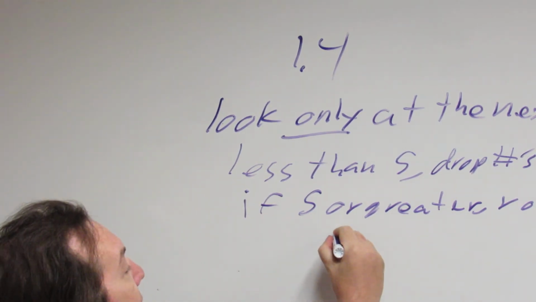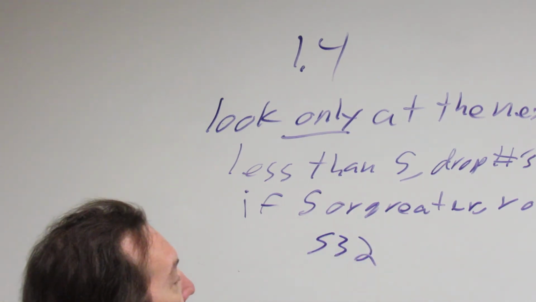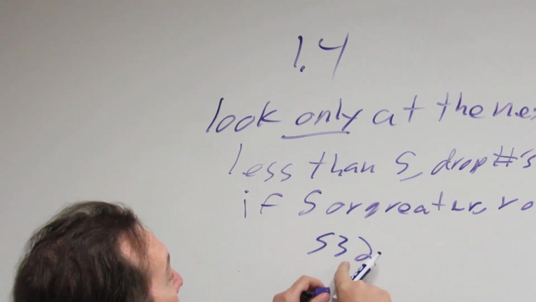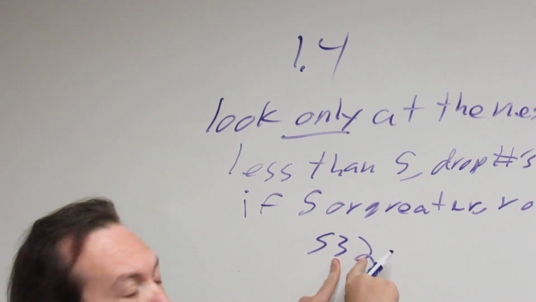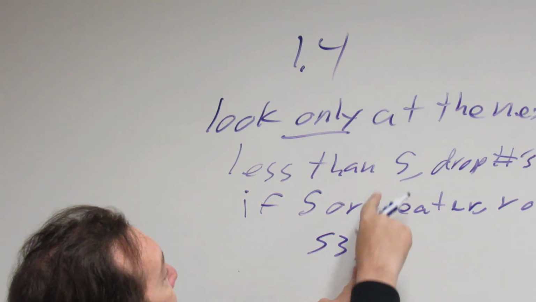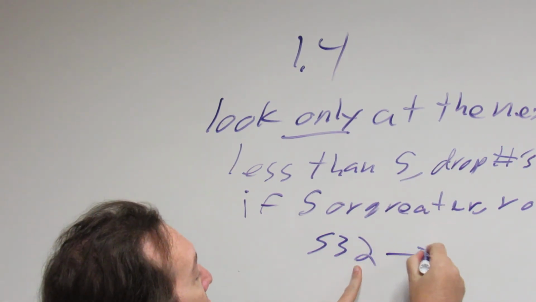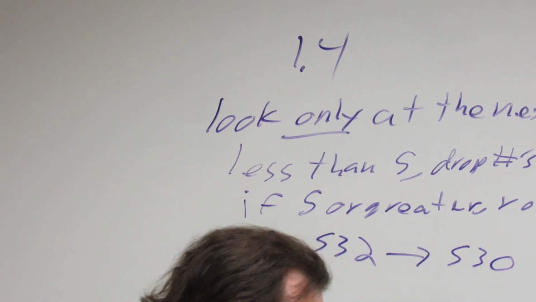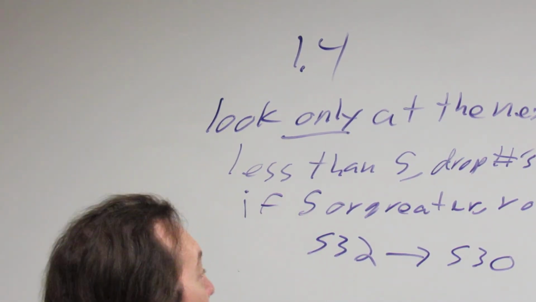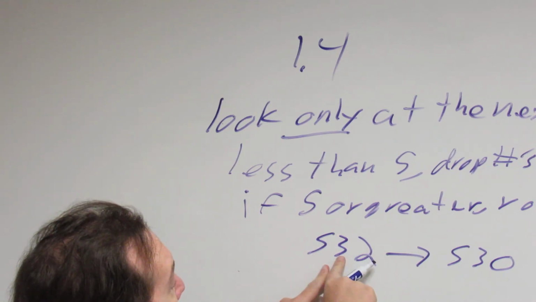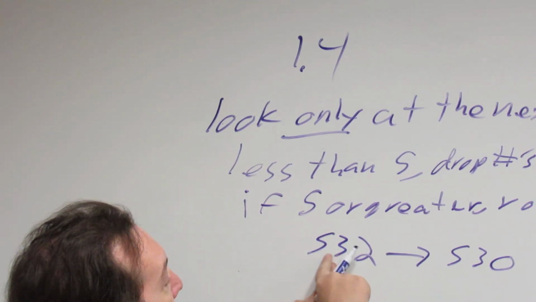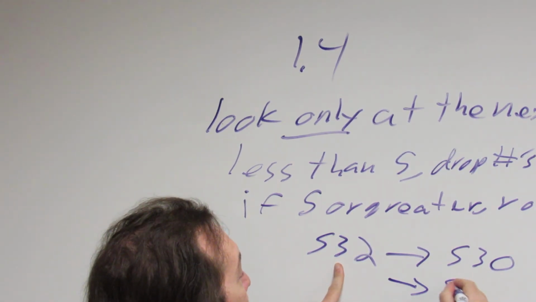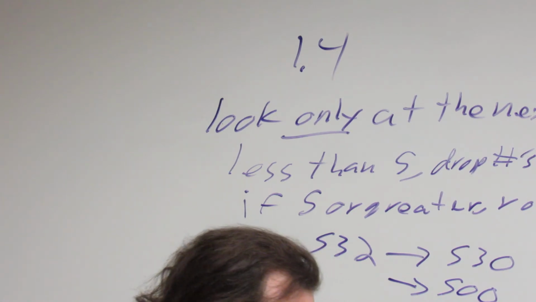So for some examples, if we have the number 532 and we need to round this to the nearest 10, we would look at the 10 spot, go to the next number, we see that it's less than 5, so we drop everything and put a 0, so it would be 530. If we need to round to the nearest 100, we look at the 5, that's the number that we're rounding. Then we look at this and see that it's a 3, so it becomes 500.